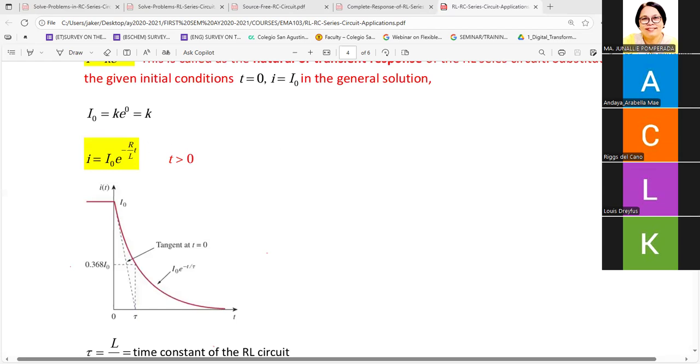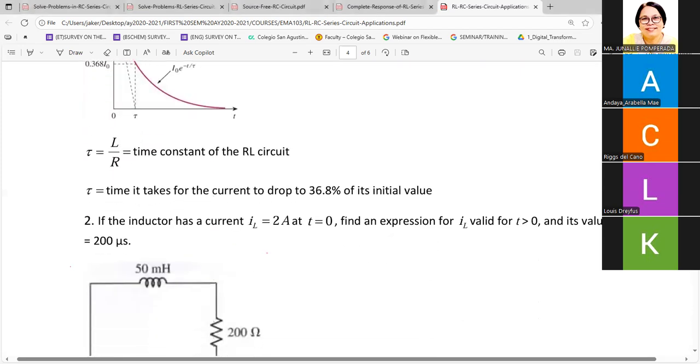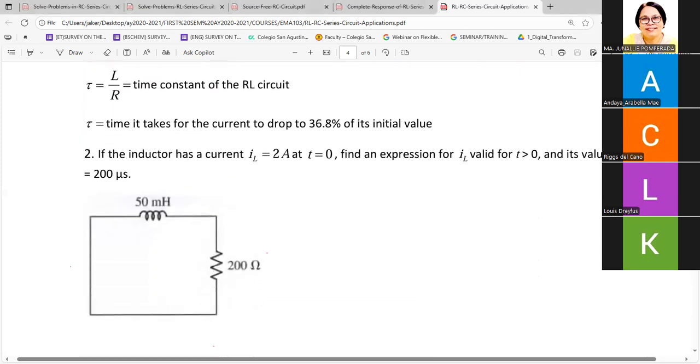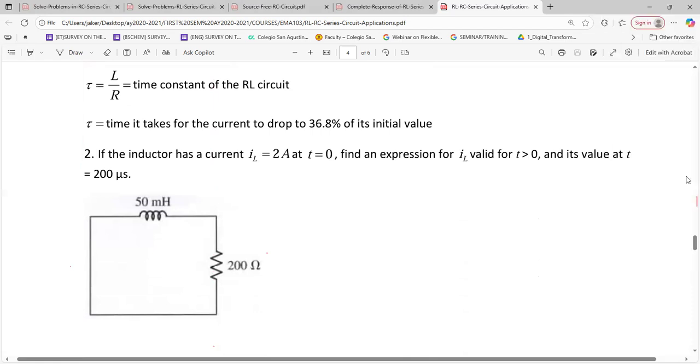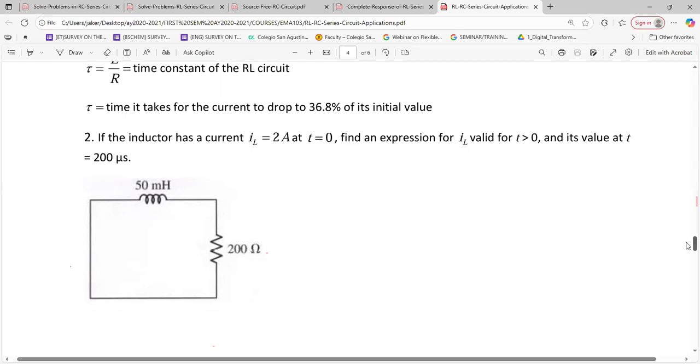Okay? Now we go to the second example here unless otherwise there are questions. Okay. Any questions? Okay. Sige. Now, you can also type on the chat box if you do.